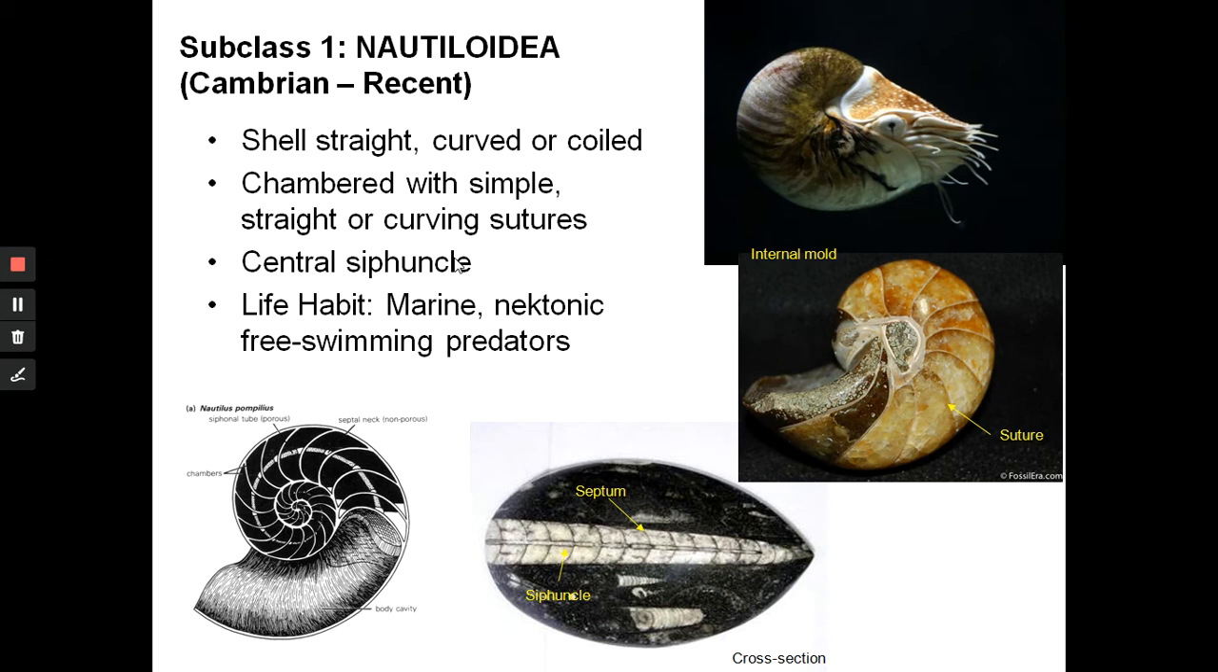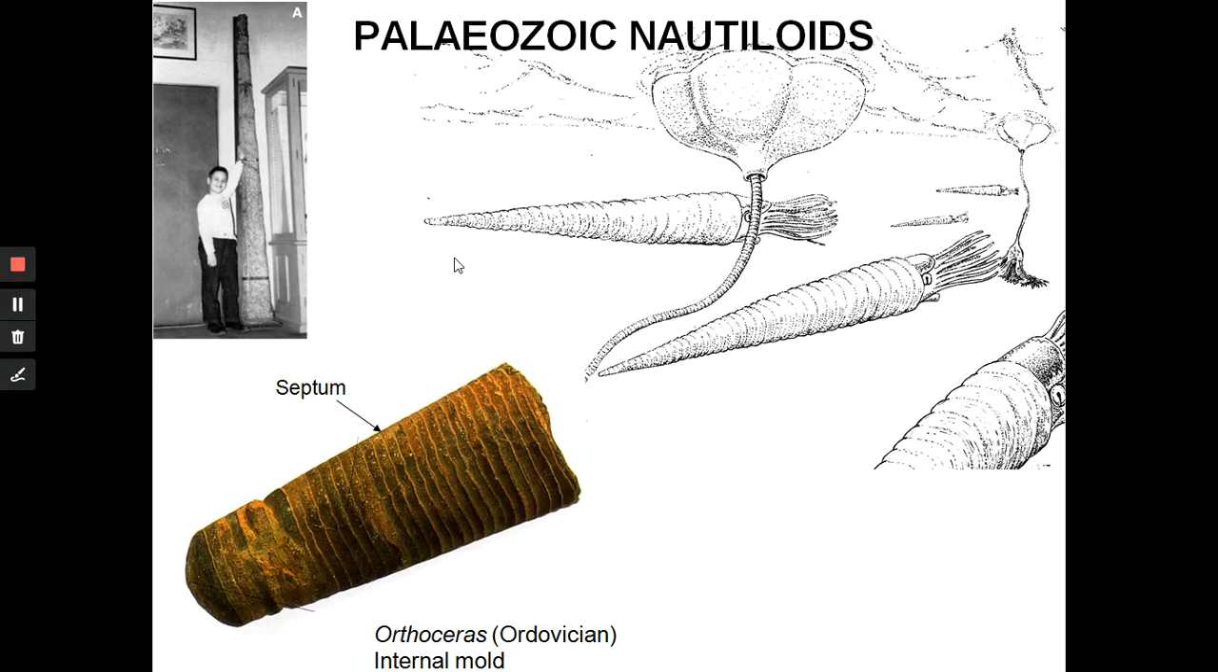And like most cephalopods, they were marine, nektonic free swimming predators. All right. So just examples of photos of nautiloids in life. They probably look like this, like the nautilus with tentacles and a siphon for jet propulsion, and then you have the shell at the front. Okay. So this is again an internal mold. You can actually see the sutures, and the sutures are very simple, just straight sutures in this case.